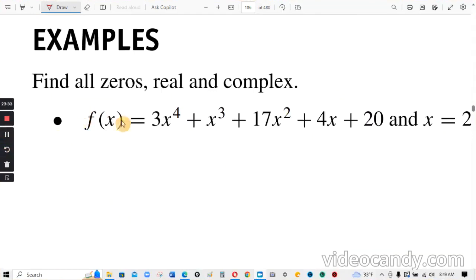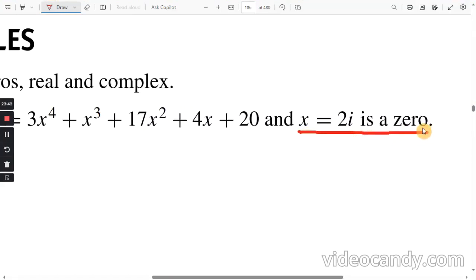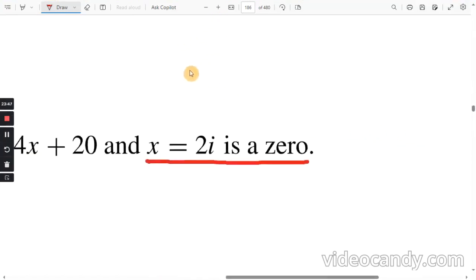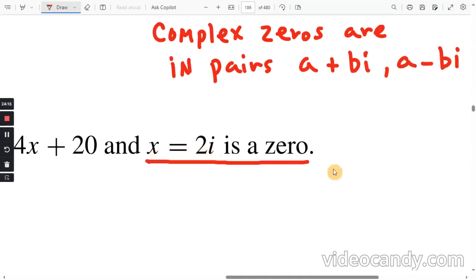All right, for this example, again, find all zeros. Here's the function, and they tell us x equals 2i is a zero. Now, remember what we said about complex zeros. Complex zeros are in pairs. They are going to be a plus bi and a minus bi. So if x equals positive 2i is a zero, that means x equals negative 2i is also a zero, because you change the plus minus sign on the imaginary portion to get the two complex pairs. So we have 2i and negative 2i.